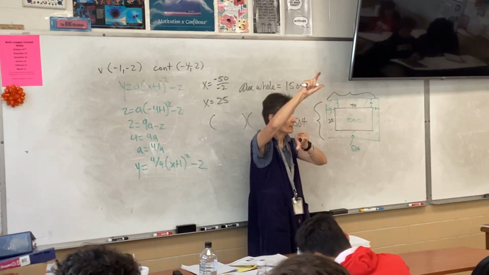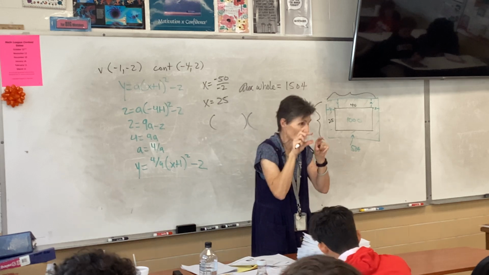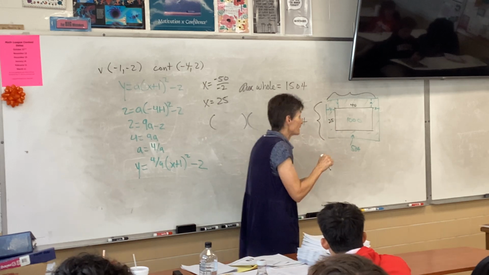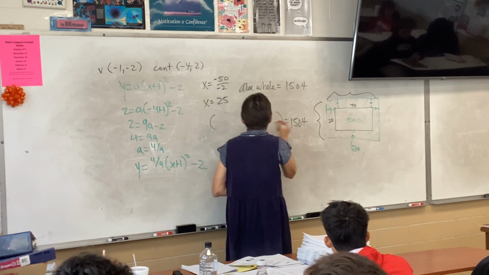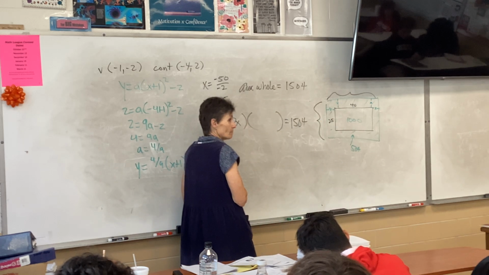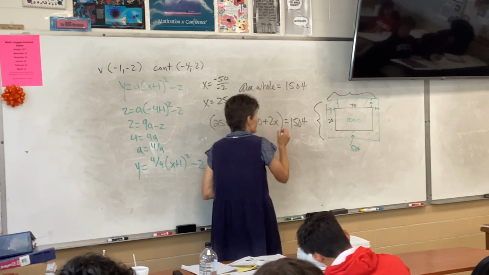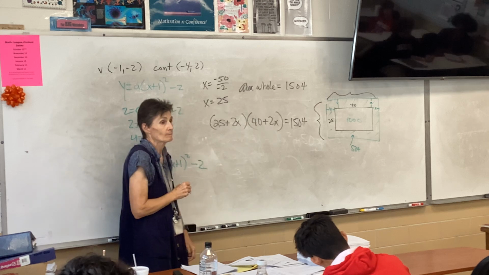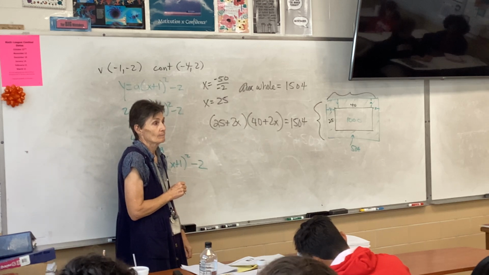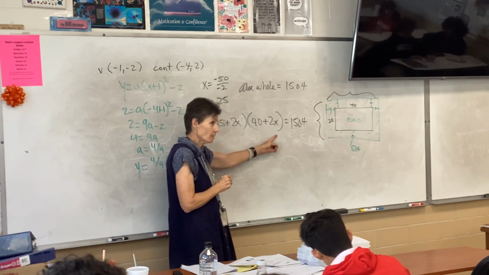Because you add one at the top and the bottom. This is just like the box problem, only like the box problem, we were cutting it out. Now we're adding it on. So this is 25 plus 2x. And that one will be 40 plus 2x. And you combine. Now, can I multiply this out?